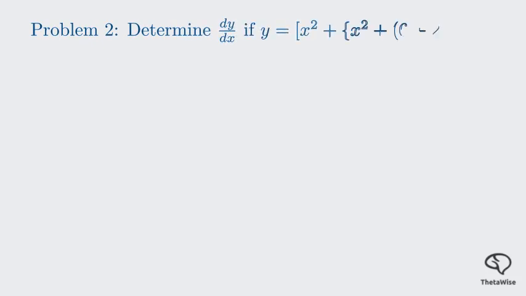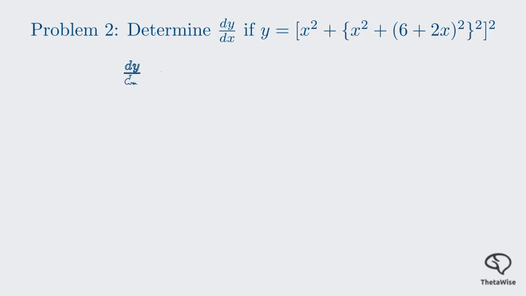For our second problem, we need to find the derivative of y equals the quantity x squared plus the quantity x squared plus 6 plus 2x squared, all raised to the power of 2, and then that entire thing is squared. Yes. Don't let the complexity intimidate you. The principle is the same. We just need to apply the chain rule multiple times, working our way from the outermost function to the innermost.